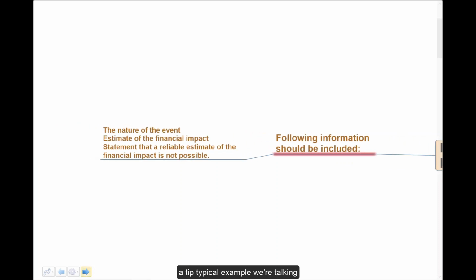So here's a typical example. We're talking about, let's say, a non-adjusting event. What does the standard say we should disclose? The nature of the event, estimate of financial impact, a statement that a reliable estimate of financial impact is not possible if an estimate isn't possible.